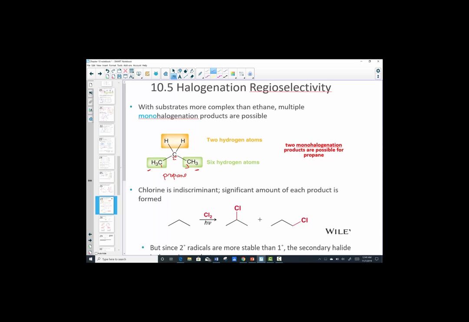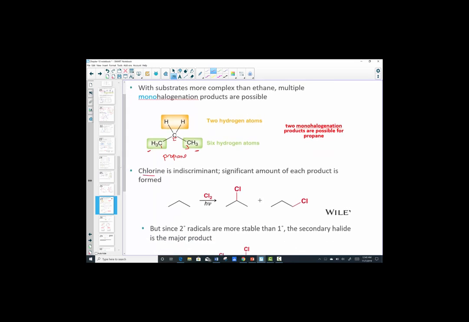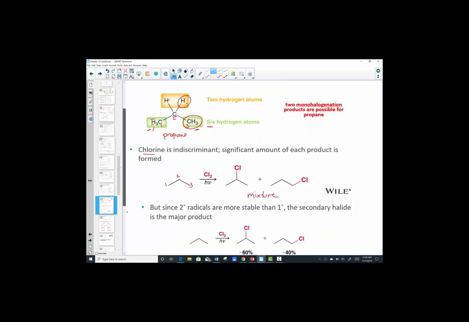And it just depends if we're adding chlorine or bromine. And we mentioned chlorine is indiscriminate. It occurs so rapidly that we see a significant amount of each product. I can take the hydrogen from carbon number 2, or I can take the hydrogen from carbon at the end of the chain equally. So with your propane, you have 1, 2, and then, so that's the second choice, and then 6 choices here to have a mixture of all products that could possibly form.